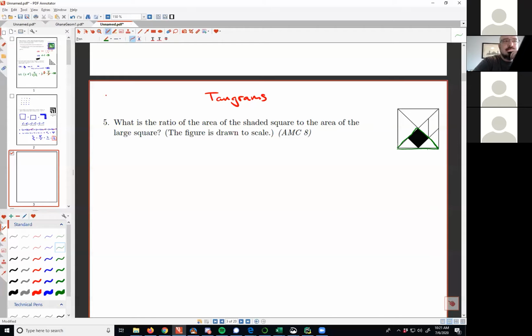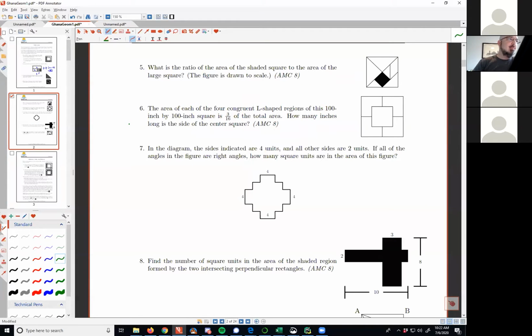Yeah, so the black part is two triangles, and the other two triangles form another square. So the black part is half of that quarter, giving you 1 out of 8. That's true. We can divide this up ultimately into 4 little triangles, and we have 2 out of 1/4, giving us 1/8 of the total big square. Very good. Okay, how about number 6?